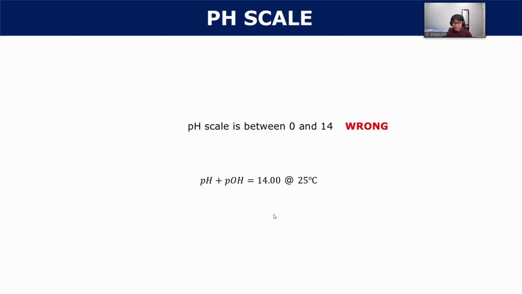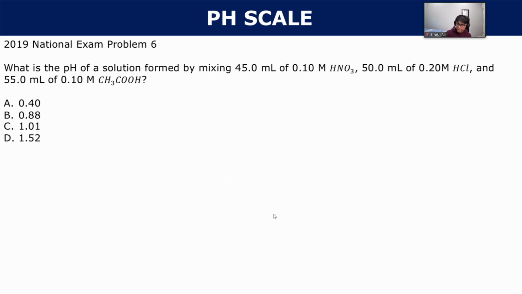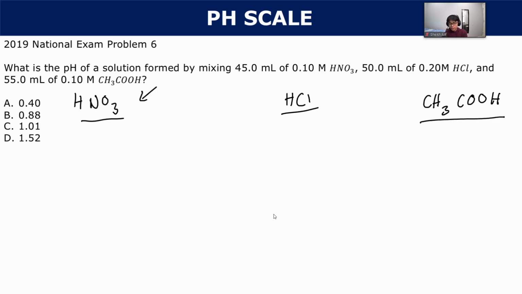Okay, let's take a look at an example. We're asked, what is the pH of a solution formed by mixing 45 mils of 0.1 molar nitric acid, 50 mils of 0.2 molar hydrochloric acid, and 55 mils of 0.1 molar acetic acid? Okay, so we know that we have HNO3, HCl, and acetic acid. And so you might notice for two of these, nitric acid and hydrochloric acid, these are going to be strong acids. But for the acetic acid, that's going to be a weak acid. And we'll see why that's important.